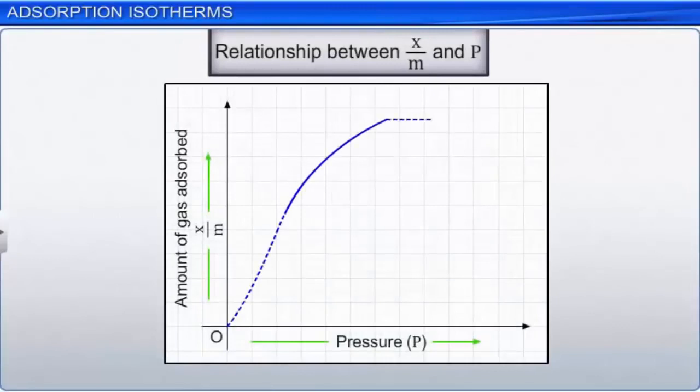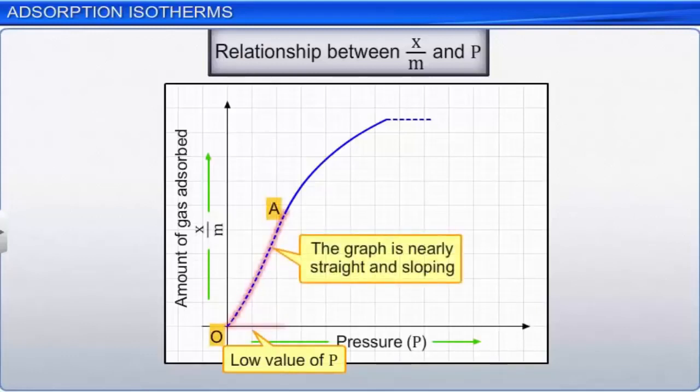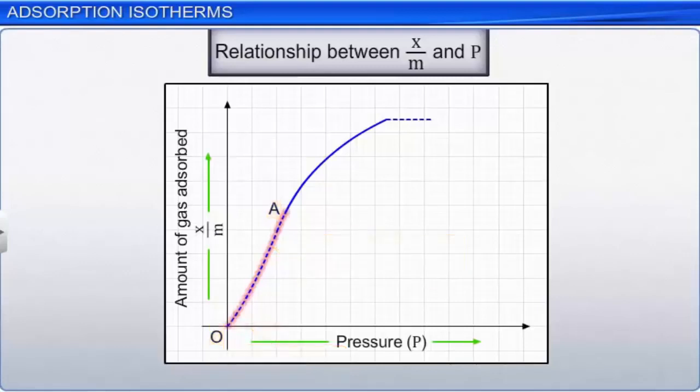If you look at the curve carefully, you will observe that at a low value of equilibrium pressure, part OA of the curve is nearly straight and sloping. Therefore, for part OA of the curve, the relationship between pressure and quantity adsorbed can be represented by the equation x/m is directly proportional to P^1. Observe the curve beyond point B, that is, at a very high pressure. At a very high pressure, x/m is independent of the value of P. This is represented as x/m is proportional to P^0.